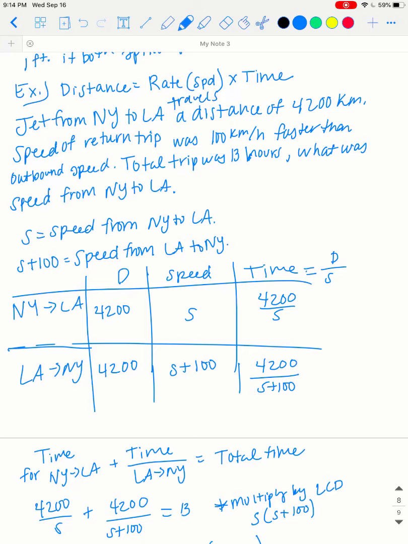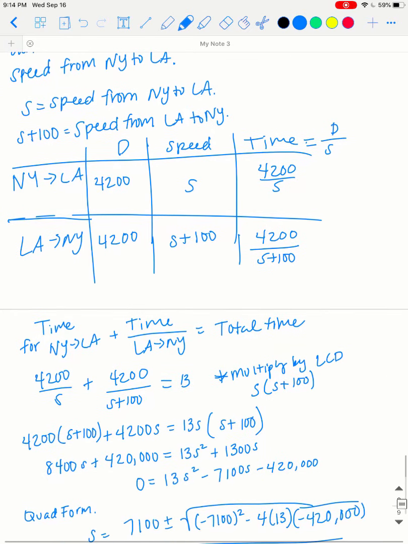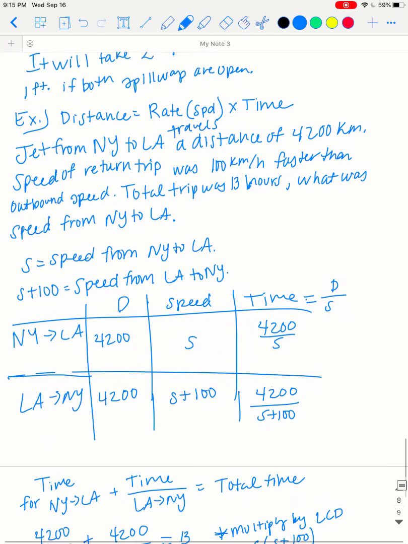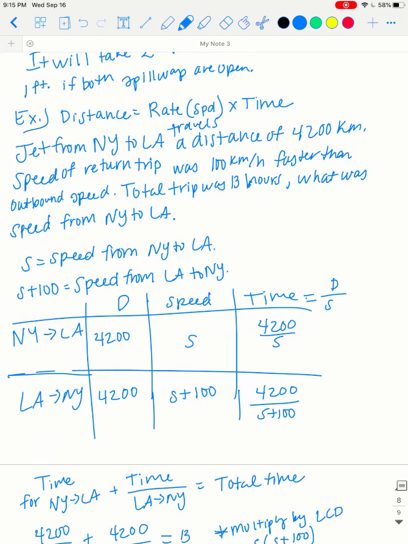So let S equal the speed from New York to LA. And S plus 100 is the speed from LA to New York, because it traveled 100 kilometers an hour faster than the outbound speed. So here's our little chart. We have New York to LA and LA to New York. The distance we know for both of those is 4,200, because that's given. For speed, we define New York to LA as S, and LA to New York as S plus 100.